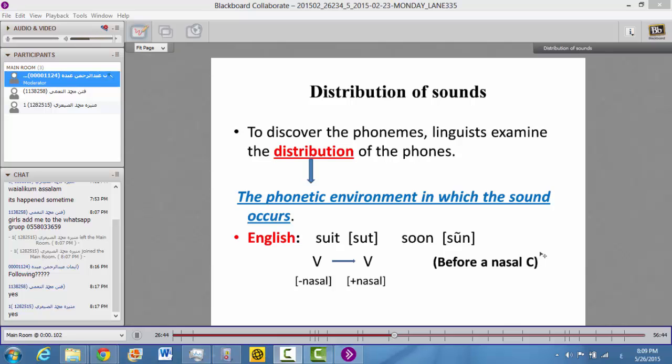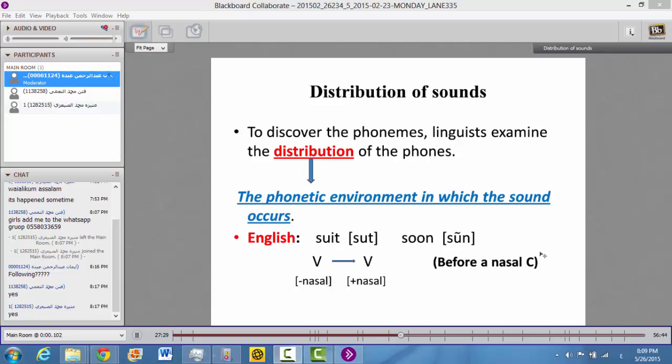For example, here we have the word suit versus soon. Look at the oo sound in suit and in soon. Try to produce these 2 words and listen to yourself. You feel that the air is going through the nasal cavity while producing the oo sound in soon, similar to the following na. You say na. Again, the air goes through the nasal cavity, and accordingly you are producing a nasal sound.